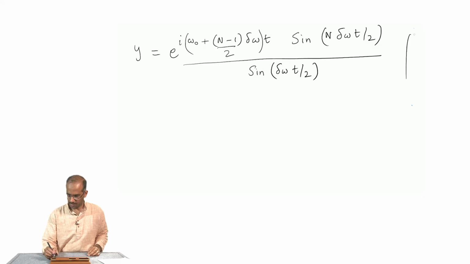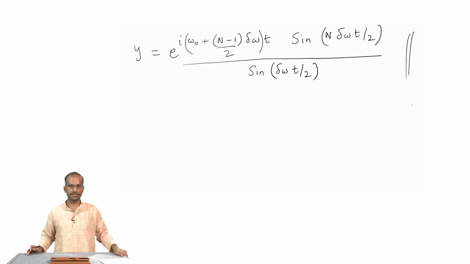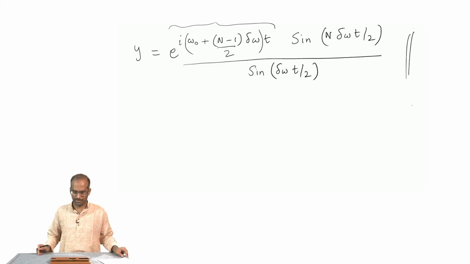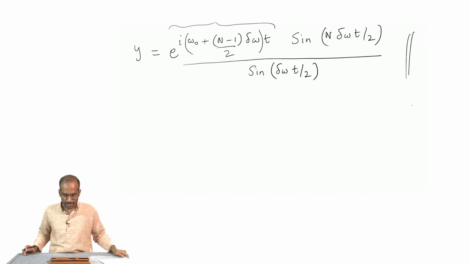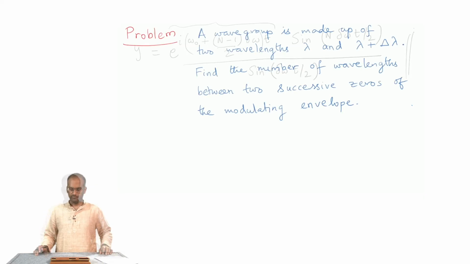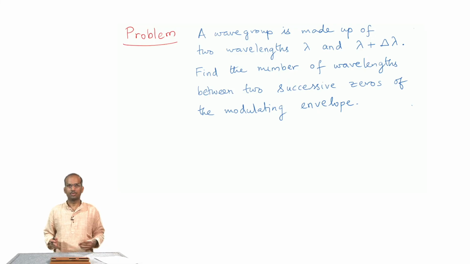This is the full result of the summation, and if we need the real part alone, you will notice that the only thing that would get affected is this first term here. I just need to take the real part of it, which would be cos of (omega 0 plus (n minus 1) by 2 into delta omega) multiplied by t. And if you remember, when we were deriving the bandwidth theorem, this is exactly what we called the average frequency.